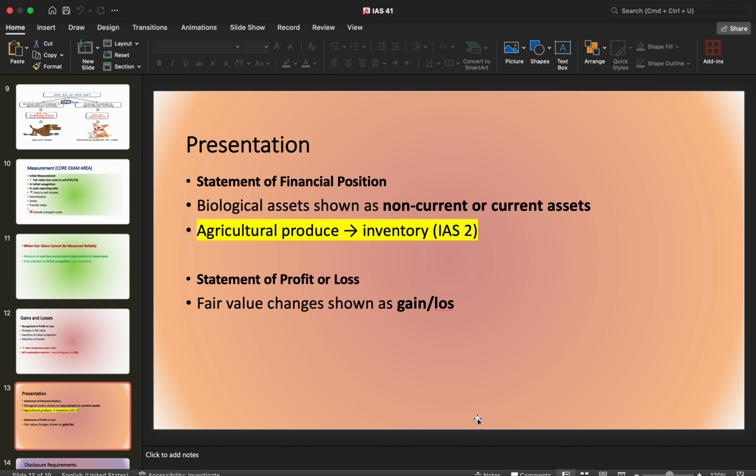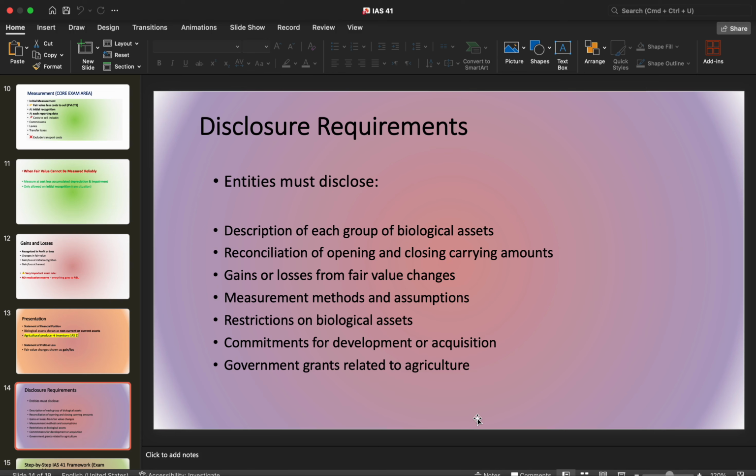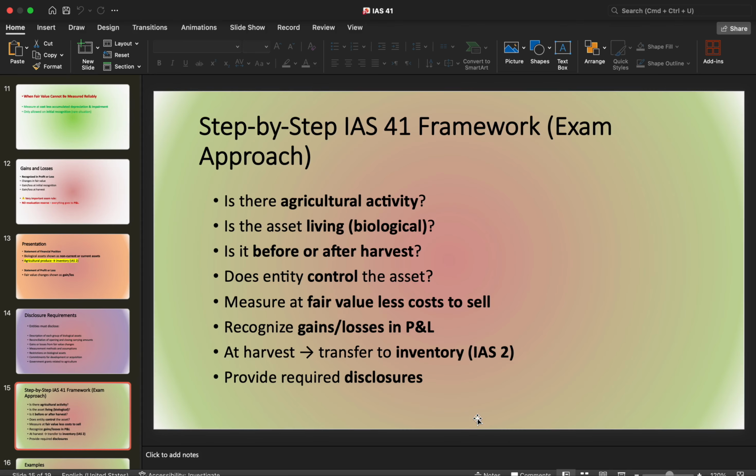Presentation. Statement of financial position. Biological assets shown as non-current or current assets and agricultural produce will be covered under inventory. Statement of profit or loss. Fair value changes shown as gains or losses. Disclosure requirements. Entities must disclose description of each group of biological assets, reconciliation of opening and closing carrying amounts, gains or losses from fair value changes, measurement methods and assumptions, restrictions on biological assets, commitments for development or acquisition, government grants related to agriculture.